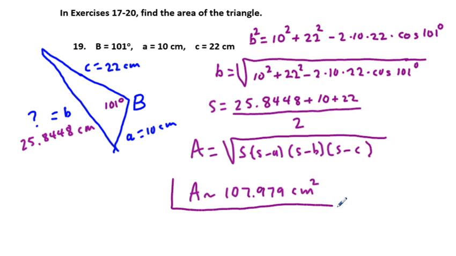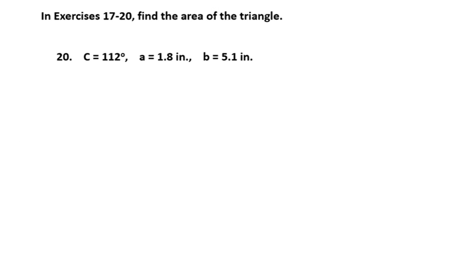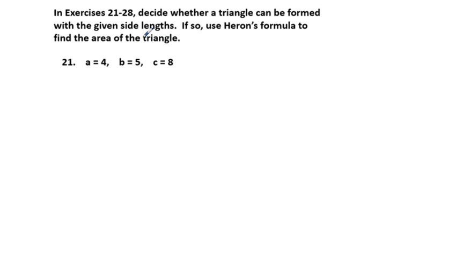centimeters squared. So that's going to be our answer to problem 19. On to problem 21. Exercises 21 through 28: decide whether a triangle can be formed with the given side lengths. If so, use Heron's formula to find the area of the triangle. Well, let's just go ahead and make this little sketch.